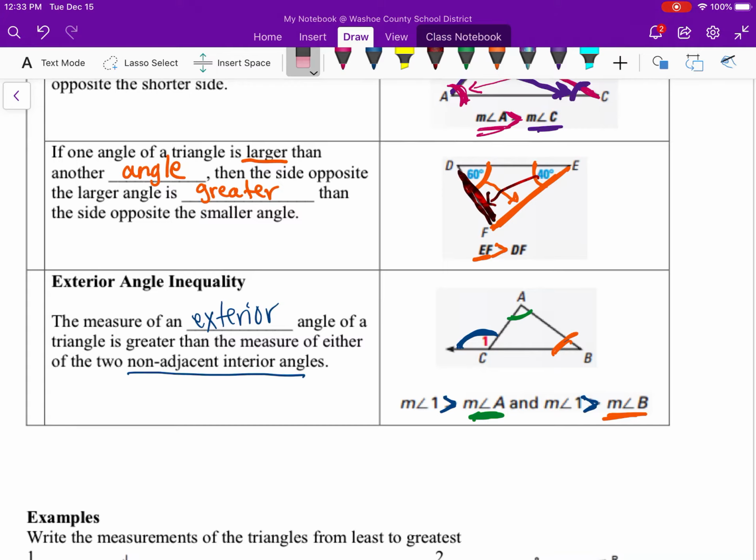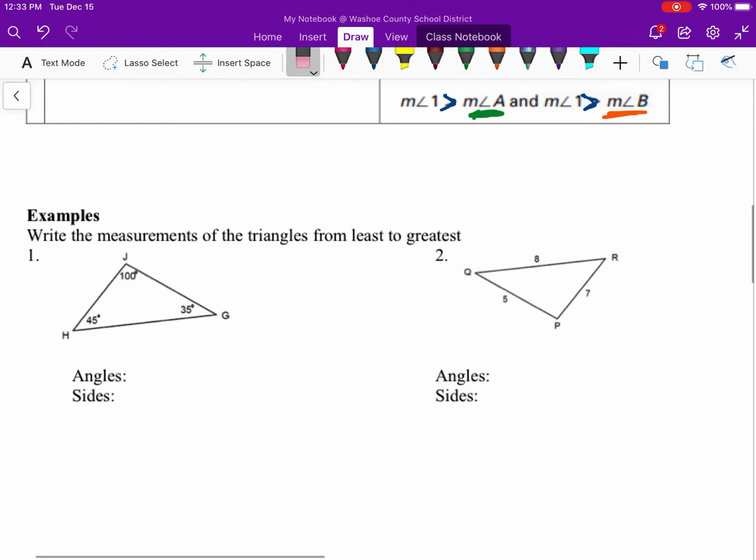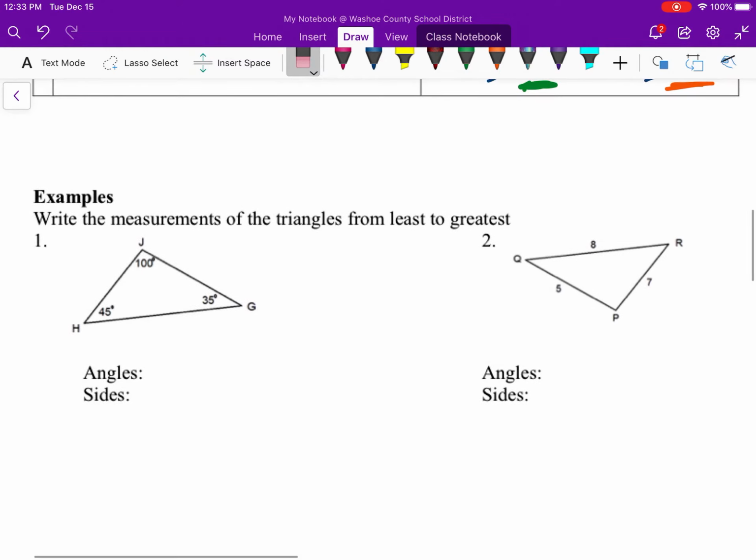Okay, so obviously it makes sense that this bigger angle on the outside is going to be greater than just A, and it's also going to be greater than just B. Because how do we get the exterior angle? We get these by adding them together. So it would make sense that the outside measurement is going to be bigger than any of those individually. Okay? So here are some examples. This section is pretty straightforward. Okay, we're going to ask you to name or list the measurements of the sides and the angles from least to greatest.